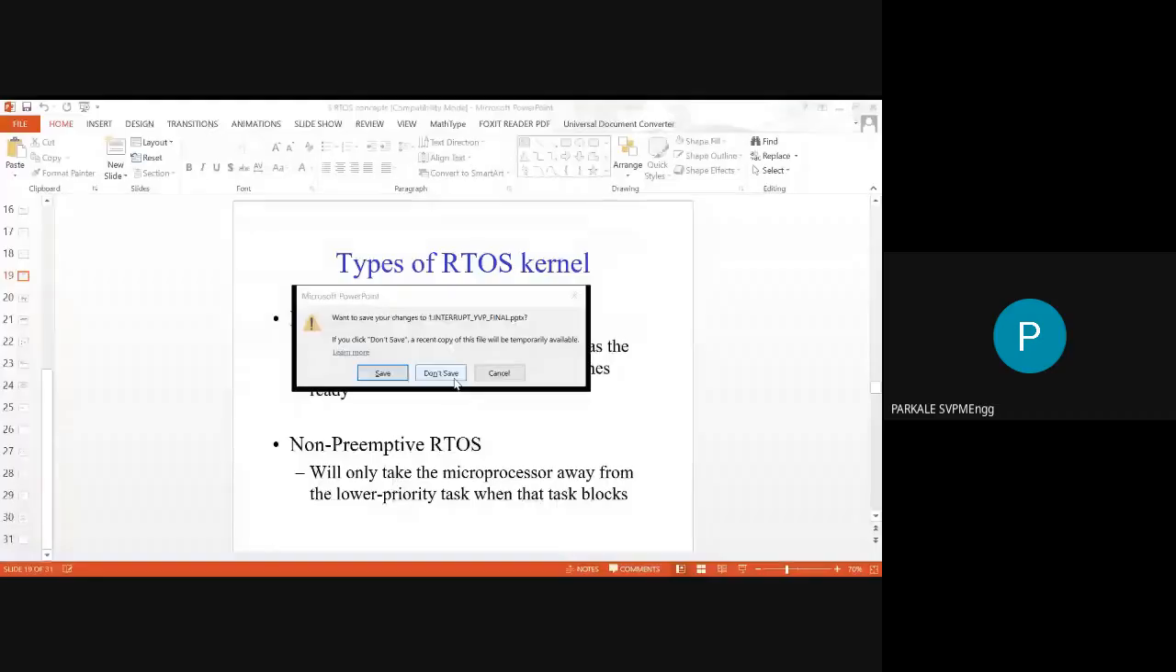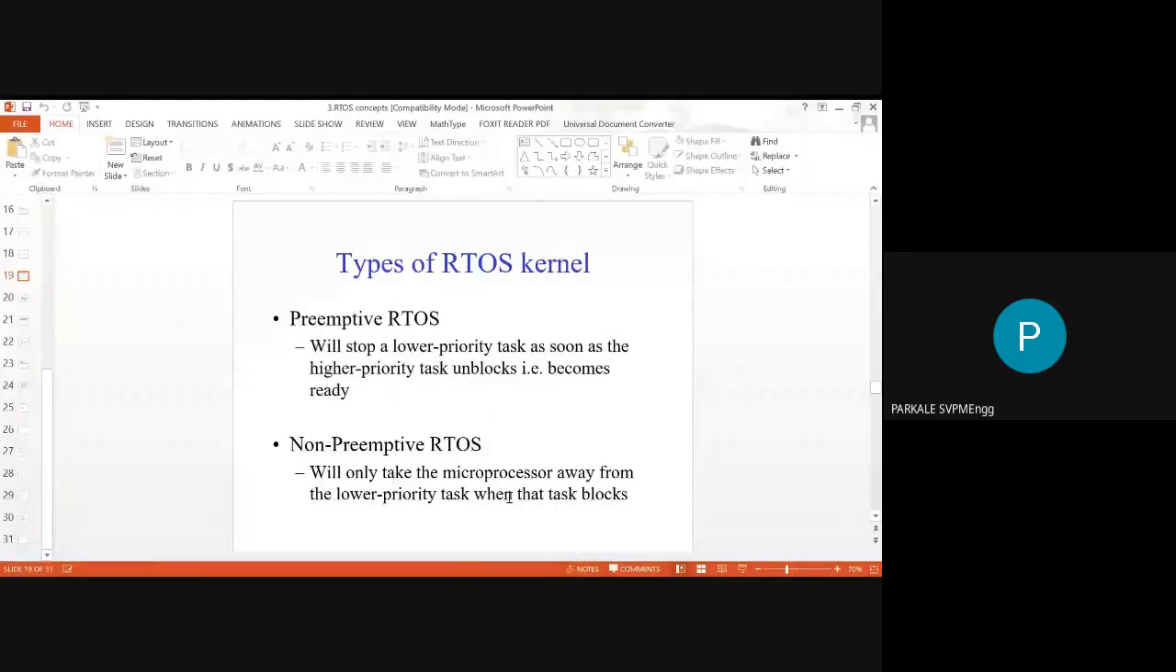But before we go to these scheduling algorithms, I want to revise what we mean by non-preemptive and preemptive type of scheduling. Now there are two basic types of RTOS scheduling algorithm. One is called a preemptive RTOS, and second is called a non-preemptive RTOS. So what is preemptive type of RTOS?